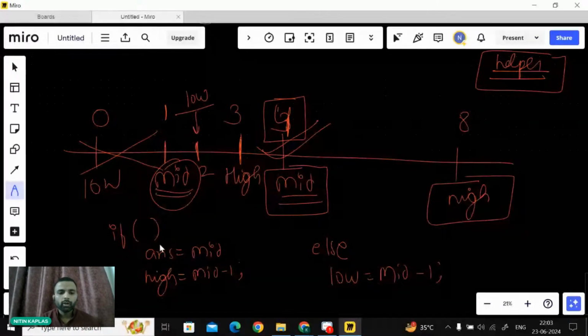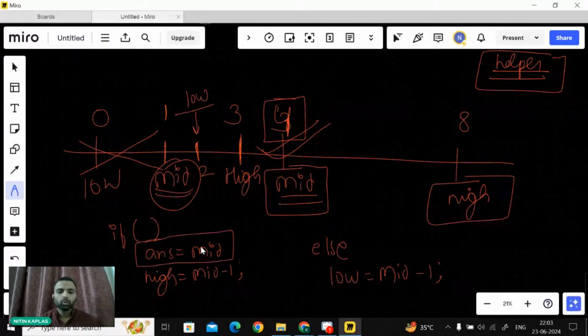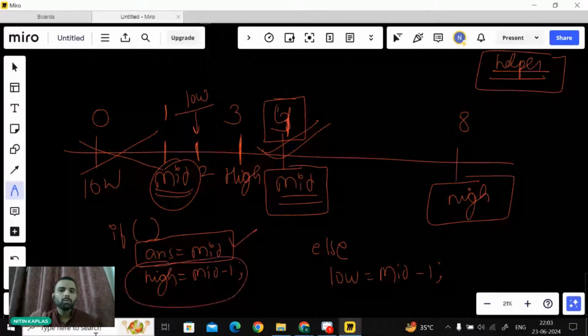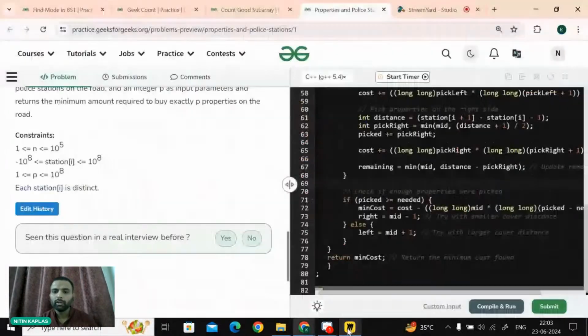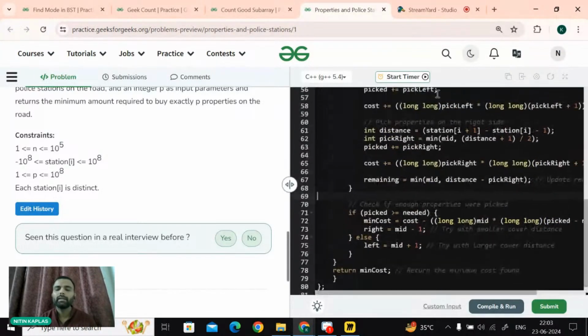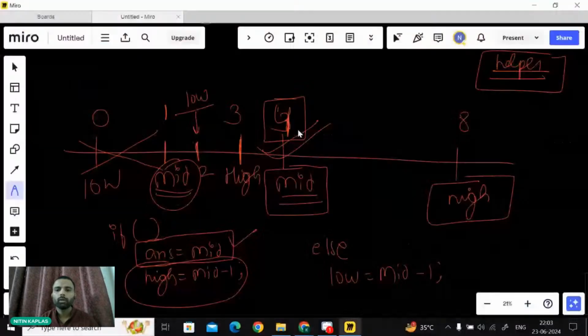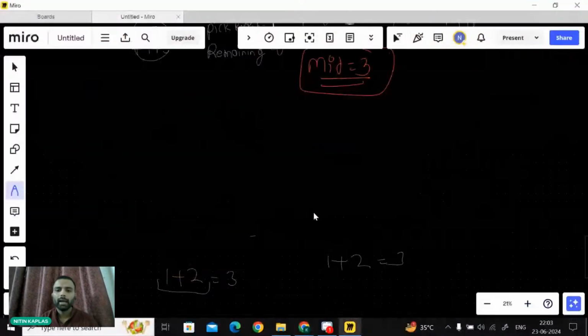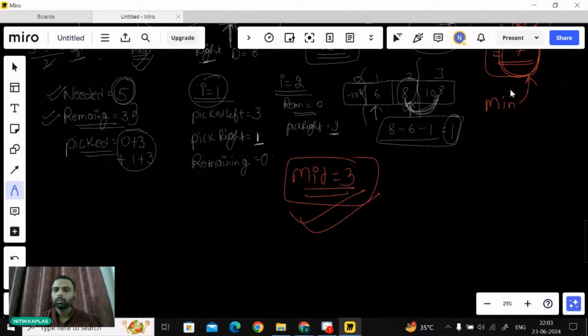You stored it into your answer. Already you stored it in the min cost, right? When you store in the min cost, go into the left part because you want the minimum cost. So similarly here also we do right equal to mid minus 1. And if you have already picked less, just go into the right side so that you can increase your mid part. So yeah, this is the intuition to solve this. Now if you see in that case, with mid equal to 3, your minimum cost is 7.